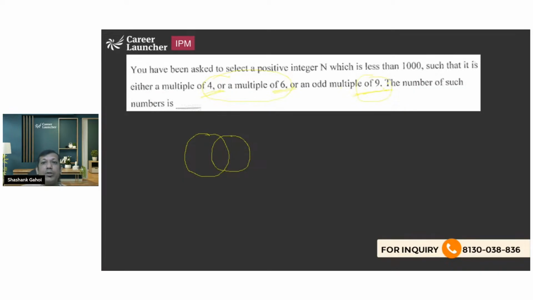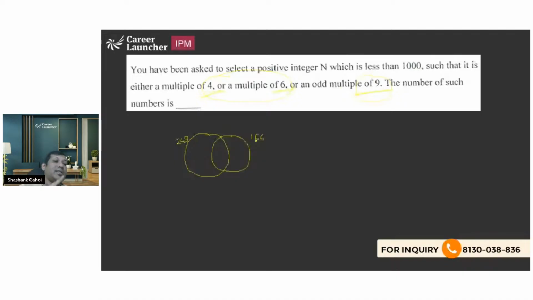ठीक है. So 1000 divided by 4 is 250. So 1000 तक 4 के कितने मल्टीपल होंगे, that is 250. लेकिन 1000 नहीं लेंगे because we are talking about less than 1000. So we are going to have 249 numbers that are multiple of 4. ठीक. 1000 divided by 6 is 166 point something. So basically 166 numbers are there that are multiple.